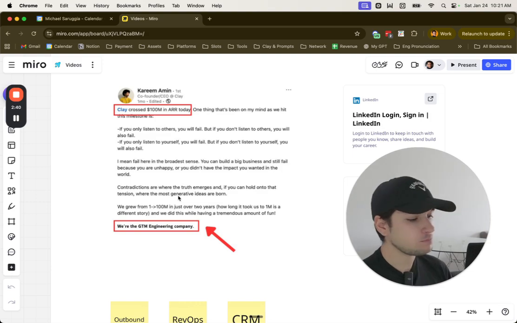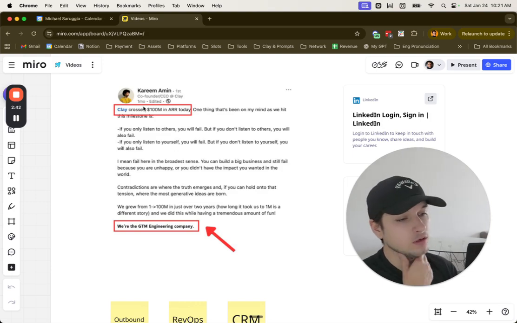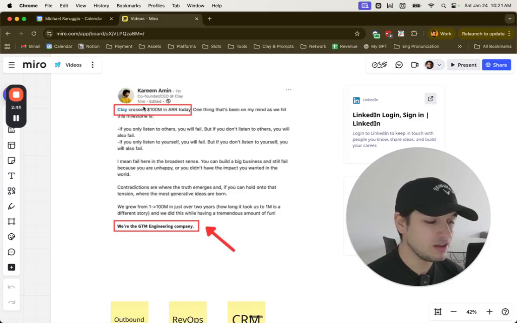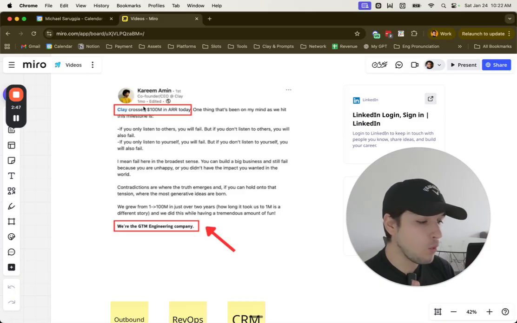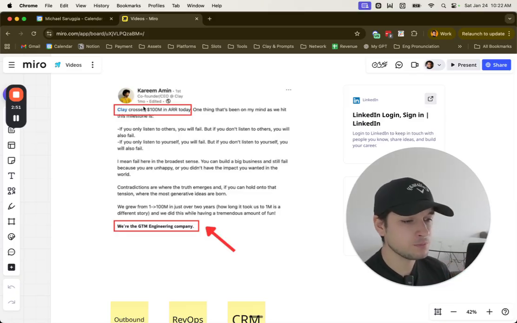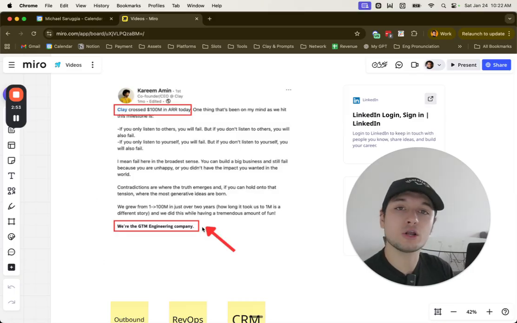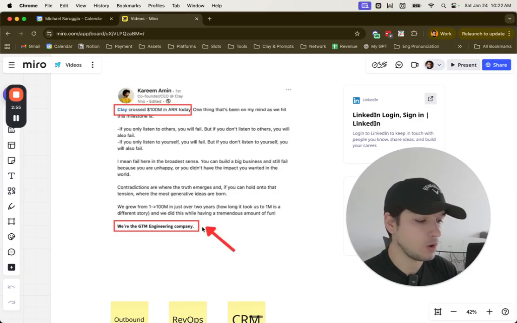Okay? Clay went from 1 mil to 100 mil in ARR in just 1 year, which is crazy. And we are a go-to-market engineering company. Okay? And this is what a go-to-market engineer is.